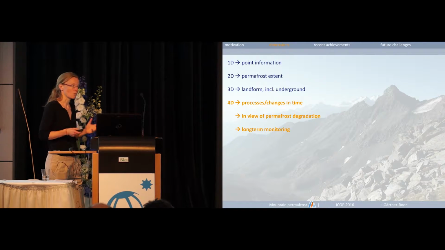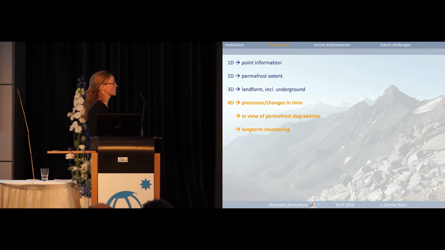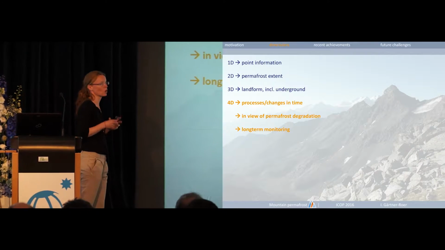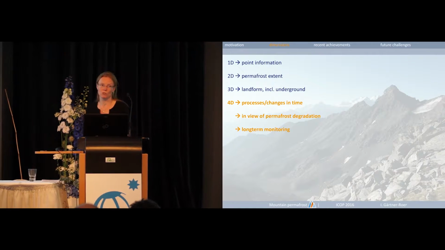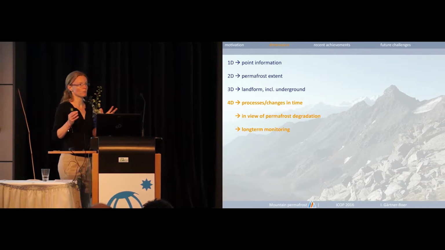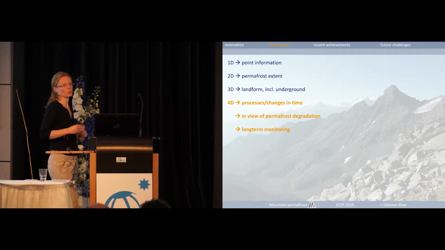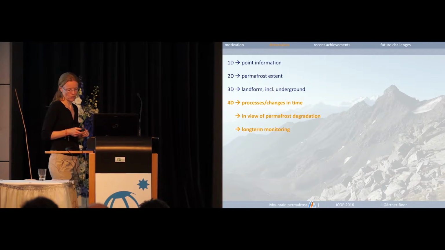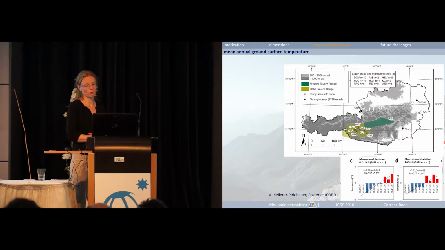But mostly we are interested now in the processes and also the changes in time. So, of course, in view of permafrost degradation, but we also have areas where we have permafrost aggradation. And here it comes to the point that the long-term monitoring is important. We don't need only snapshot data, but we want to have long-term series to have information on how the evolution of the permafrost is going on.